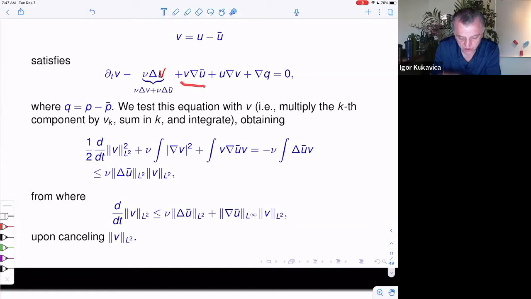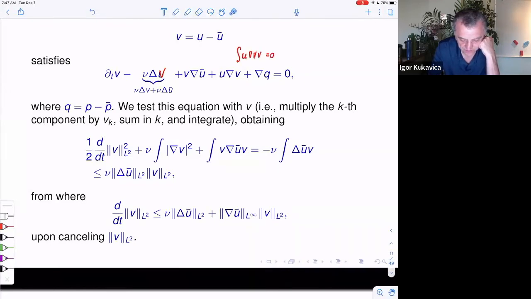This term does not go away as it did for the basic energy inequality for the Navier-Stokes equations. So we just test it with v, we obtain this term. However, the second nonlinear term goes away because the integral of u·∇v against v is 0.